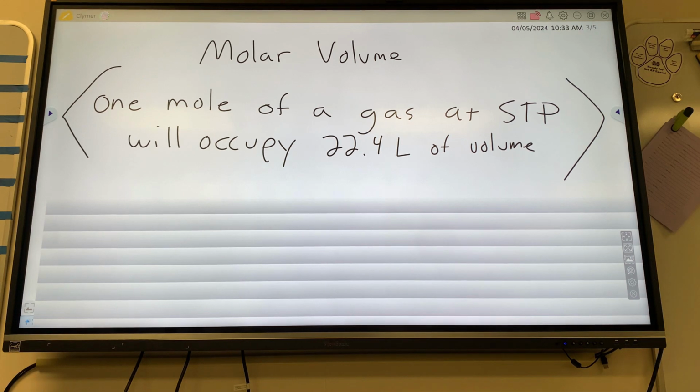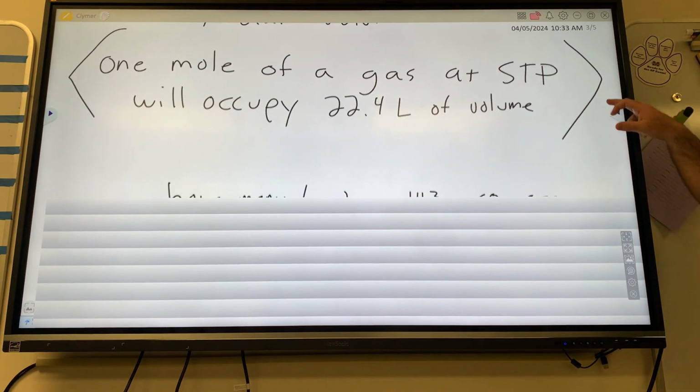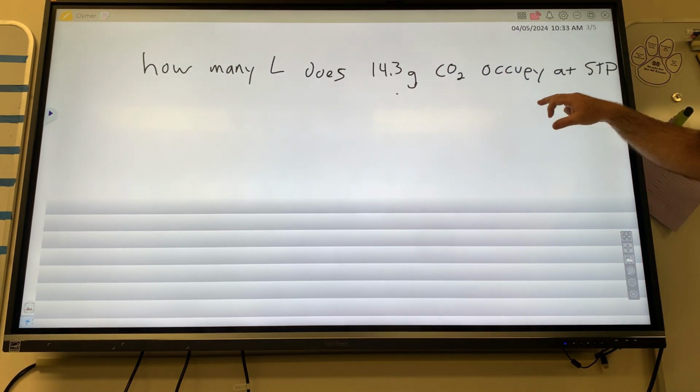But ultimately, if we're talking about a gas only is where this works. So something like carbon dioxide, something like sulfur dioxide, something like carbon monoxide, something like oxygen gas or hydrogen or nitrogen, something that's diatomic would work for this. Okay? So this becomes another equivalent that we can use in a T-chart. So let's do that.